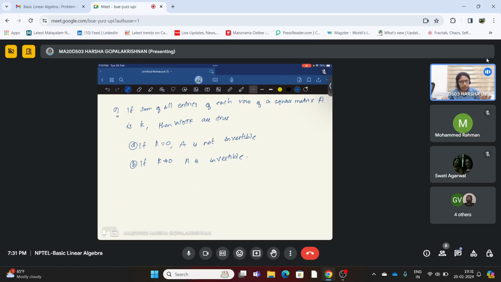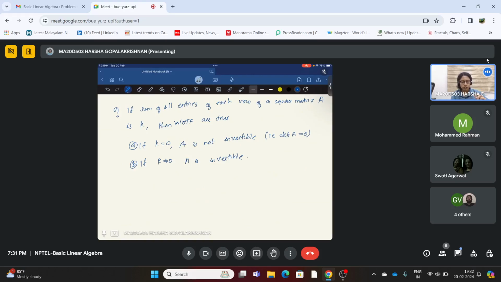So the question is, we have a square matrix A. What I am saying is, I am taking one row and adding all elements in the row. So I got an element K. Suppose K equal to 0. That is, sum of all entries in every row is 0. Now question is whether A is invertible or not. So the statement is A is not invertible. That is, A is not invertible means determinant of A equal to 0. Okay.